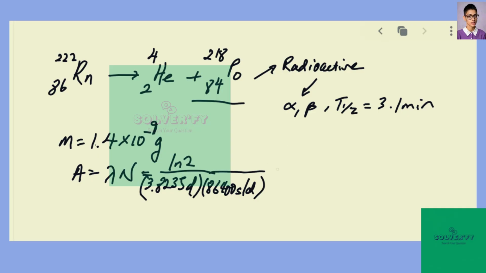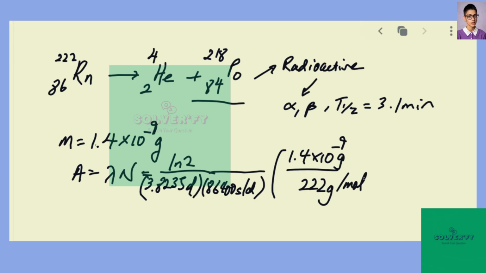The number of nuclides we can find by taking the mass, 1.4 times 10 to the power minus 9, divided by the molar mass, that is 222 grams per mole, to get the number of moles. Then we multiply by Avogadro's constant, which is 6.02 times 10 to the power 23, to find the number of nuclides.